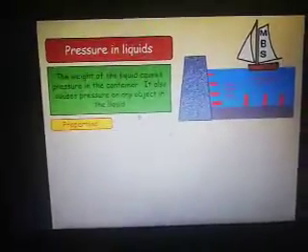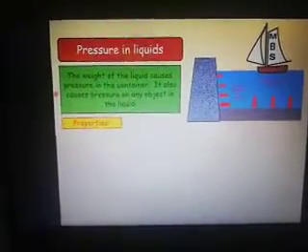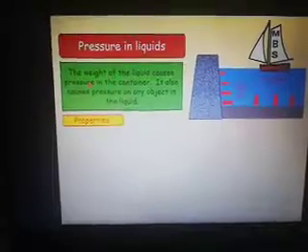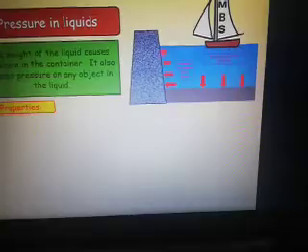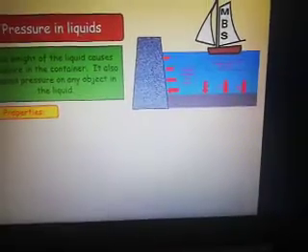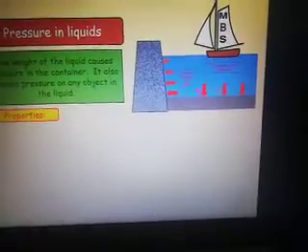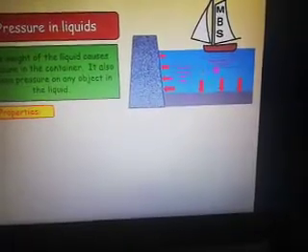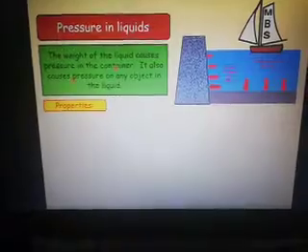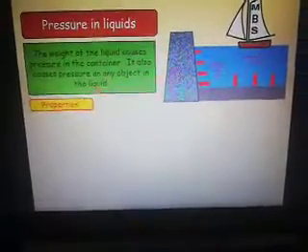Right? So now we continue with the pressure in liquids. The weight of the liquid causes pressure in the container. If you can see the red arrow color, this stands for the pressure. This pressure is produced due to the weight of the liquid. It also causes pressure on any object in the liquid.